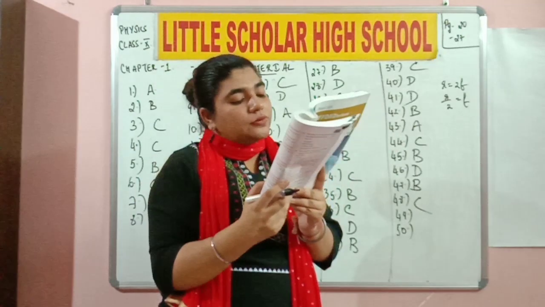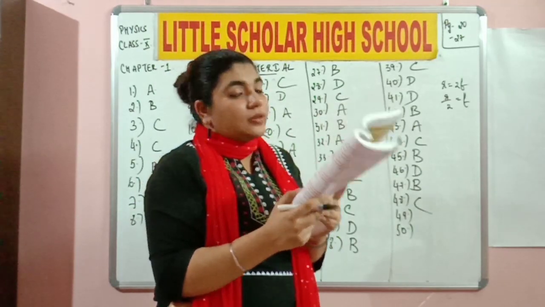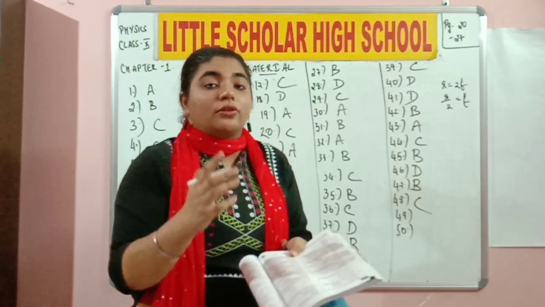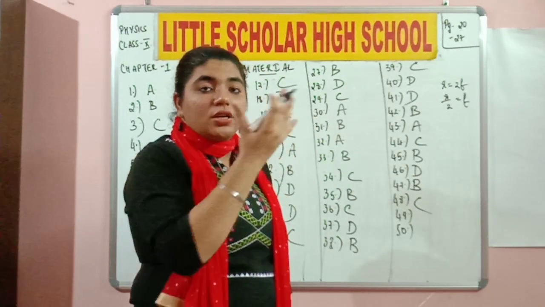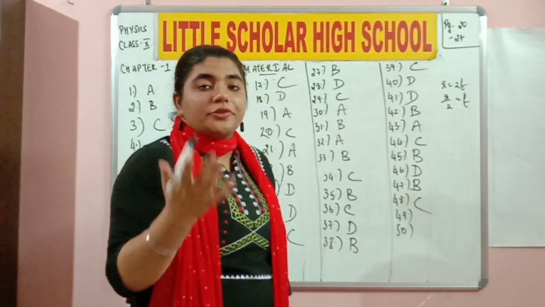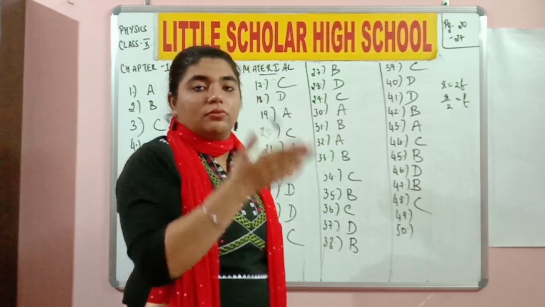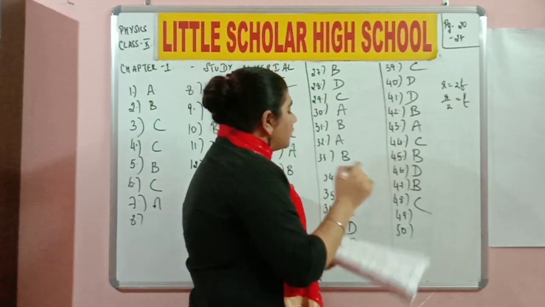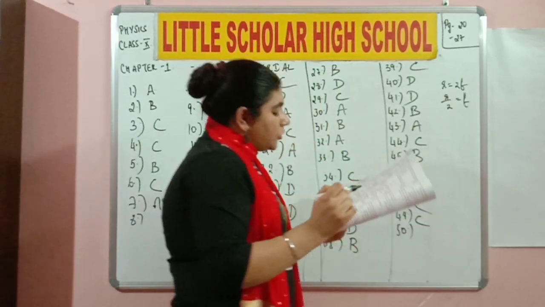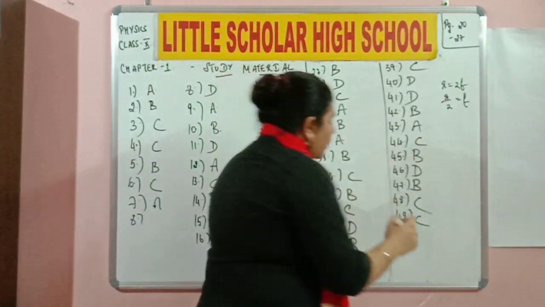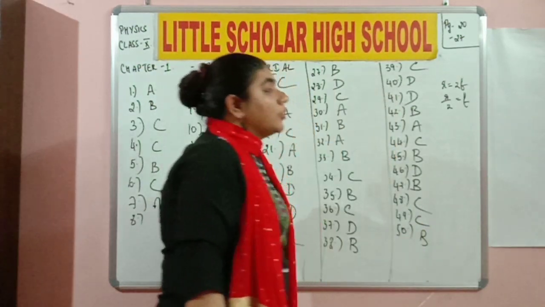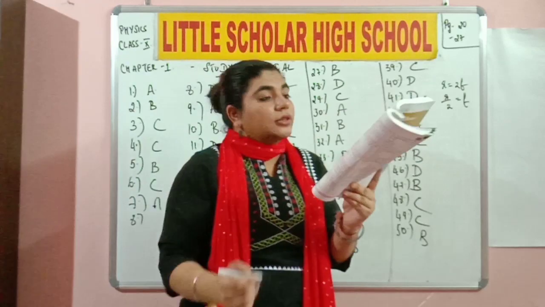49th one. The center of the sphere to which a spherical mirror belongs. Center of the sphere is also called as center of curvature. Curvature is nothing but referring to a curved surface. What is the curved surface we are talking about? The sphere. Okay, so 49th one is option C. 50. The geometric center, also called as the pole. 50 is option B. The geometric center of the mirror is nothing but the pole.